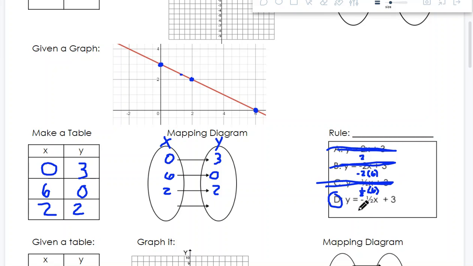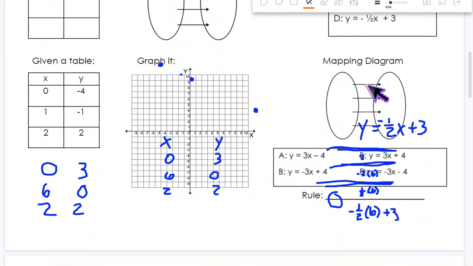And the reason why it's D is negative 1/2. Negative 1/2 times 6 would be negative 3. And negative 3 plus 3 gives me 0. If I plugged in 2, negative half times 2 would be negative 1. Negative 1 plus 3 would be 2. So it works for all my ordered pairs. So that is my answer. So my rule is y equals negative 1/2 x plus 3. Okay? All right, let's go on to the last one.